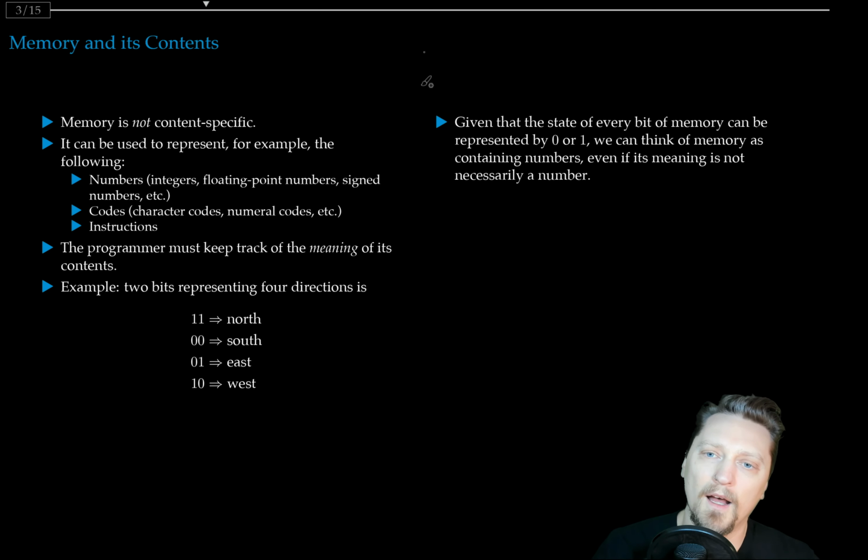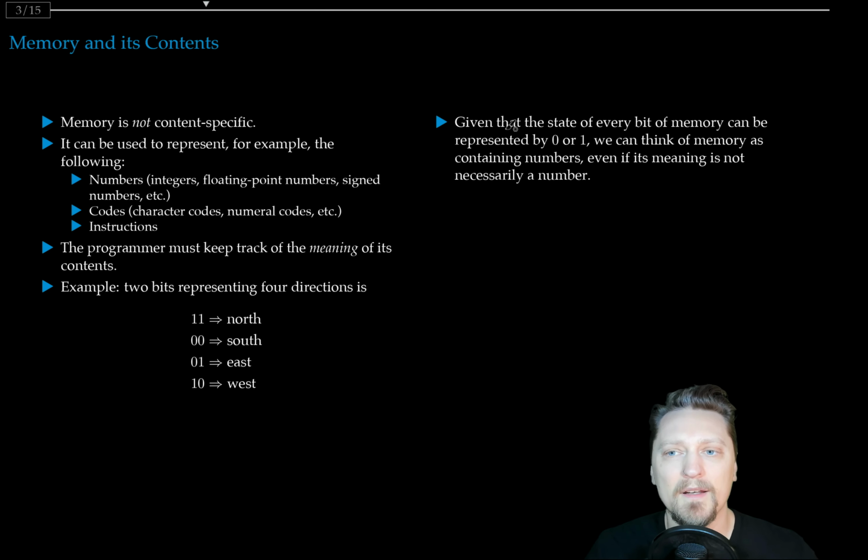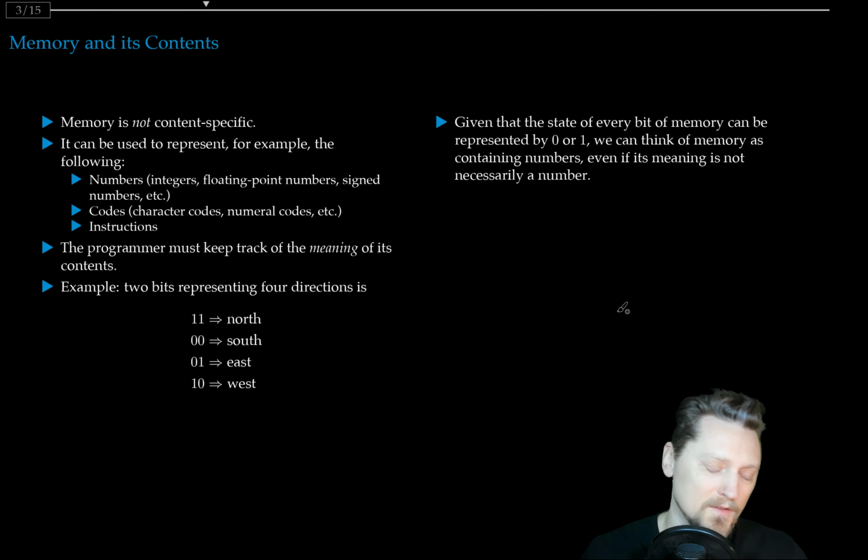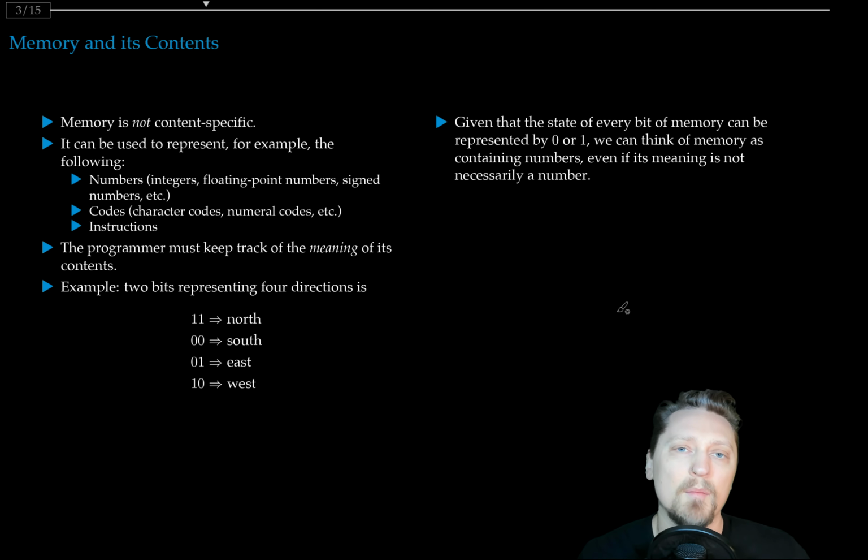Okay. Given that the state of every bit of memory can be represented by 0 or 1, we can think of memory as containing numbers, even if its meaning is not necessarily a number. Okay, so north isn't a number, but it can be represented by the number 1, 1, if that's what we choose as the representation of north.